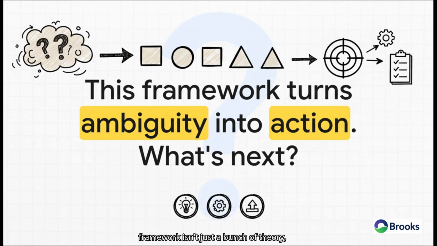This framework isn't just a bunch of theory. It is a powerful tool for turning confusing ambiguity into focused action. It ensures that the stuff you build truly matters. So for your next big idea, which one of these steps will you focus on first to make sure it's a success?